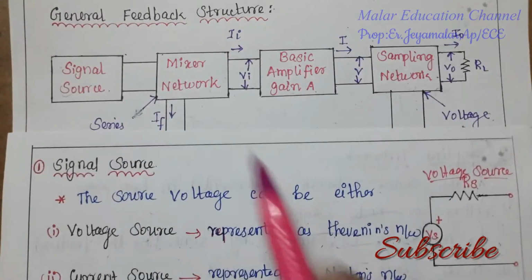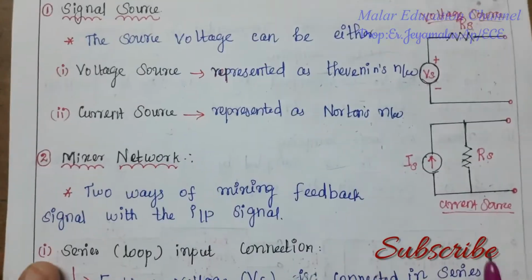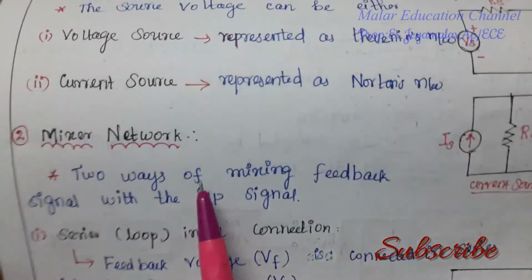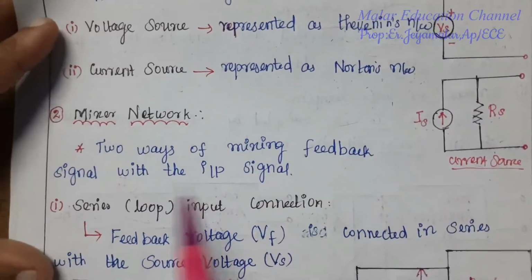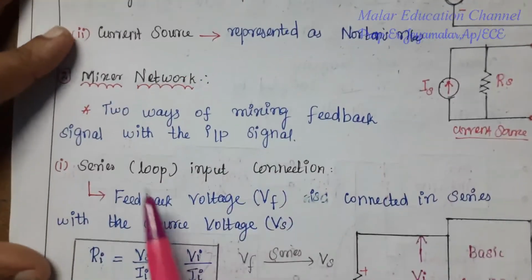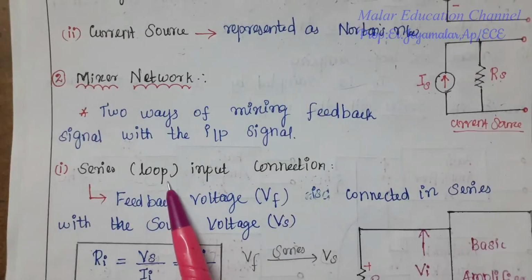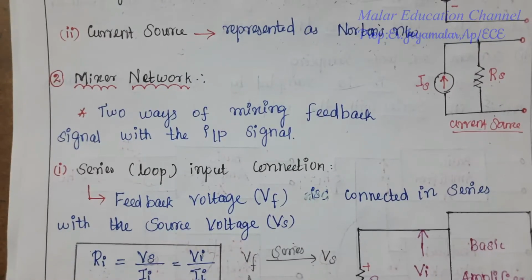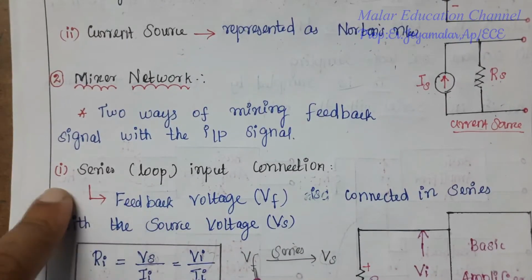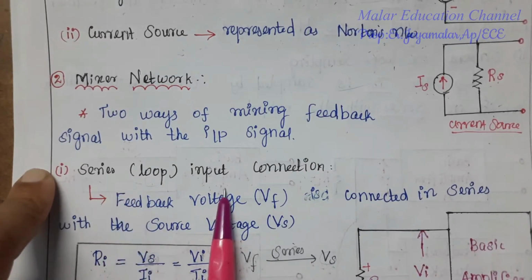Next block diagram is the mixer network. Here also there are two ways of mixing the feedback signal with the input signal. First one, series input connection. Series input connection is a loop connection. Here, that is feedback voltage. Feedback voltage and source voltage both are connected in series. That is for series connection.